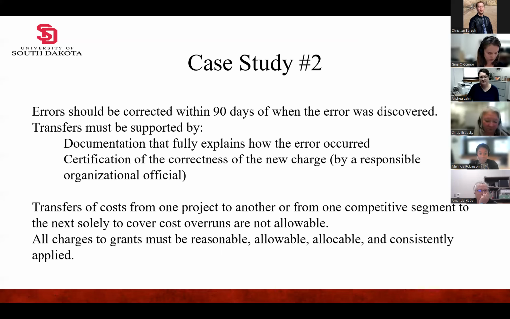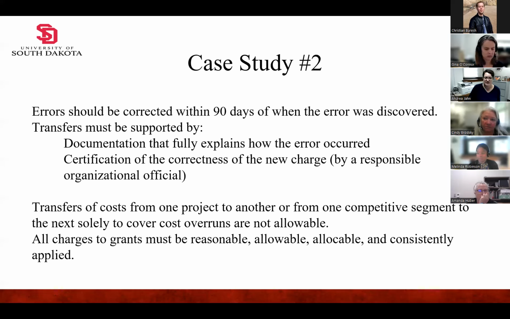You know, is it still okay? And then also transfers of cost from one project to another, or from one competitive segment to the next, solely to cover the costs of overruns are not allowable. So that's something that we're looking for as well. And that's why more documentation is sometimes needed. You can't overspend on one account and then make it up on another grant. That's unallowable. It's not reasonable and it's not consistent with the project. So those are all things to consider.